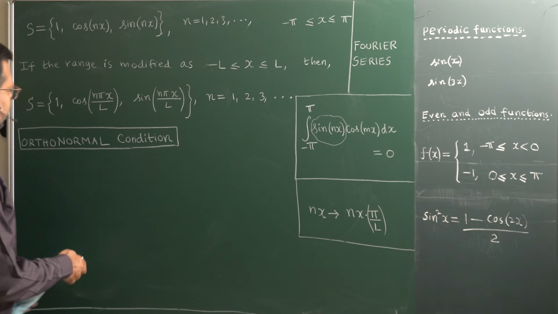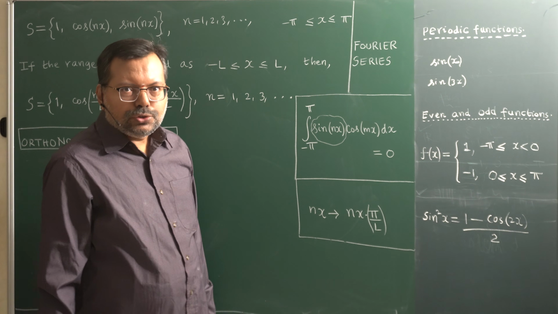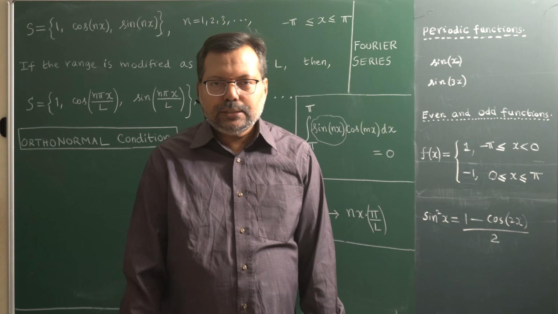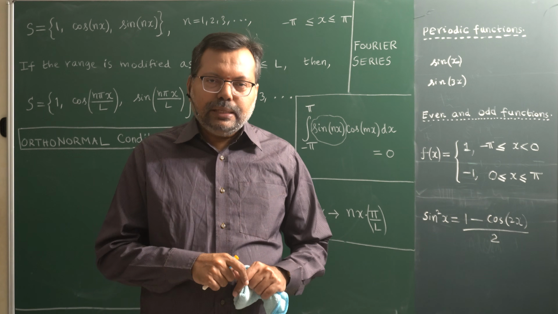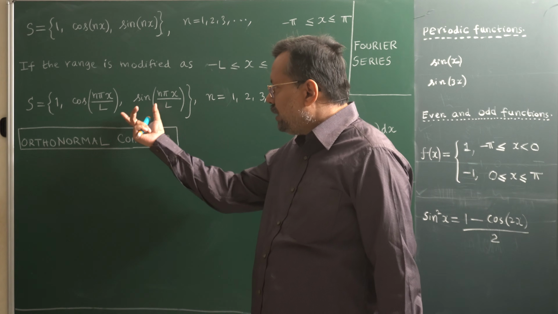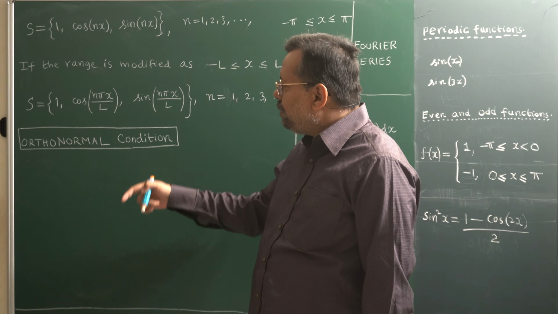So that's what I have written here. Cos of n pi x by L, comma, sin of n pi x by L. So this is the one-step generalization of the corresponding or the underlying basis set that we are going to have. The set is also known as basis set. And now we will see one more important condition.